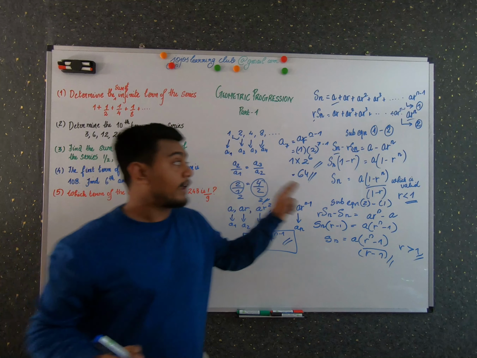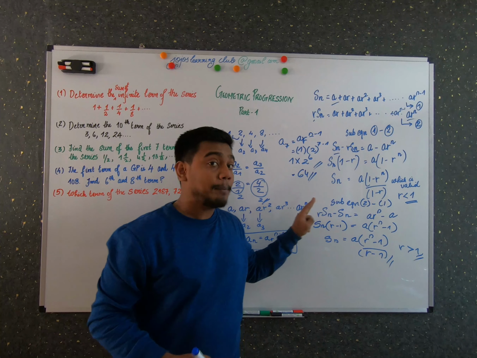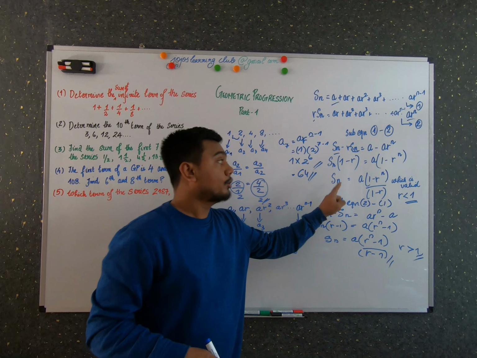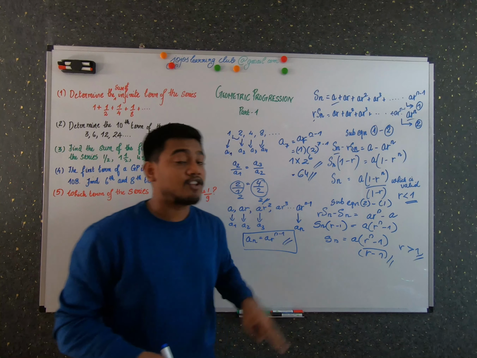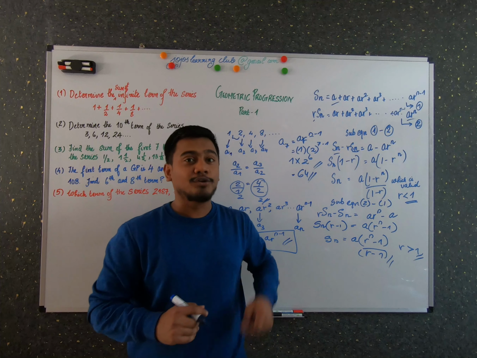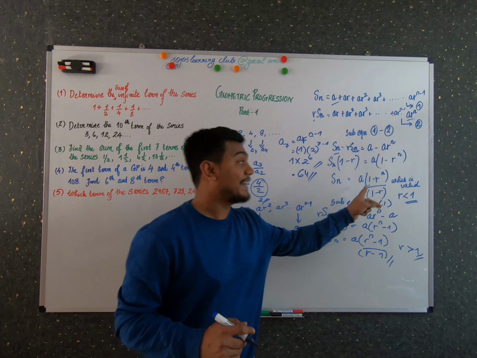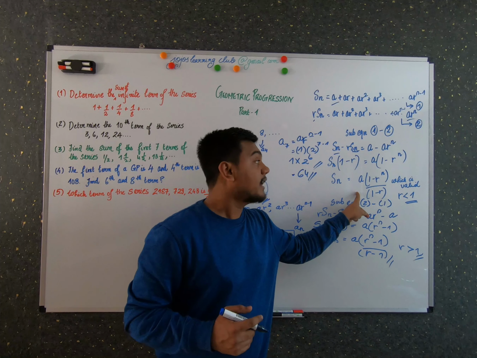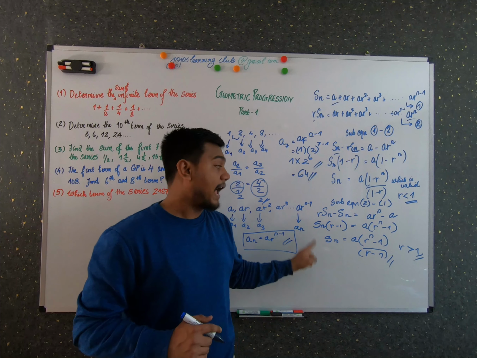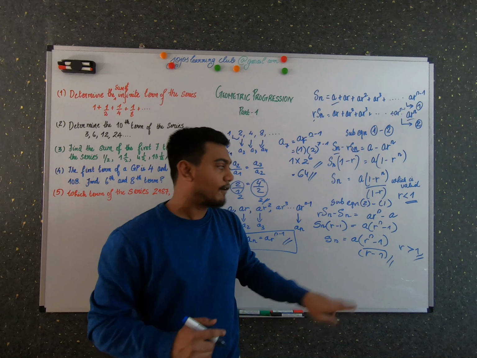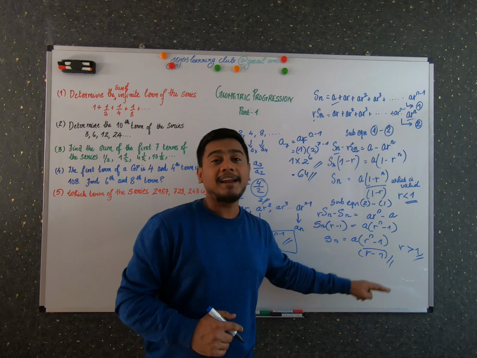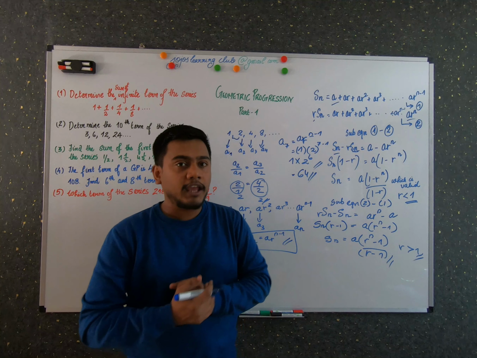So to find the sum of n terms of a GP, where GP is the abbreviation for geometric progression, there are two formulas according to the value of the common ratio. When the common ratio value is less than 1, the formula is A into 1 minus r raised to n by 1 minus r. And when the common ratio is greater than 1, the formula is A into r raised to n minus 1 by r minus 1. Okay.